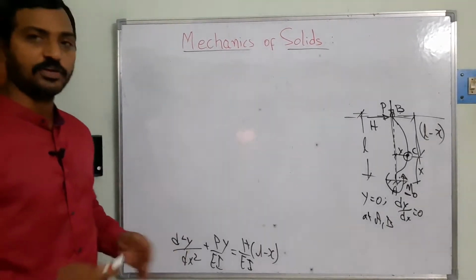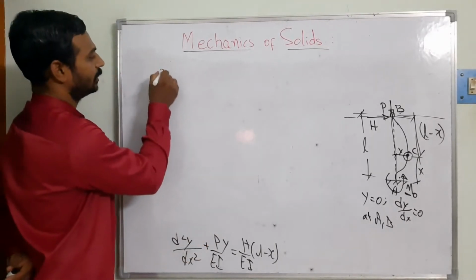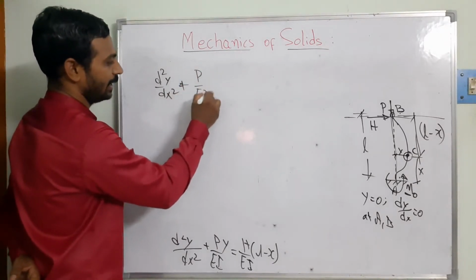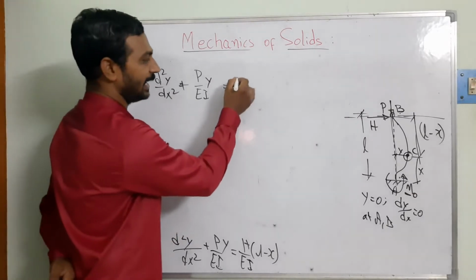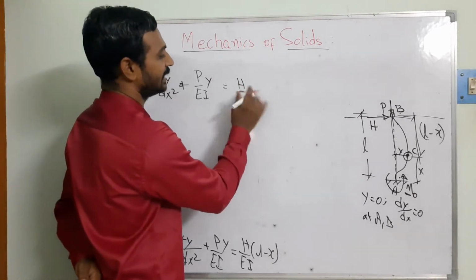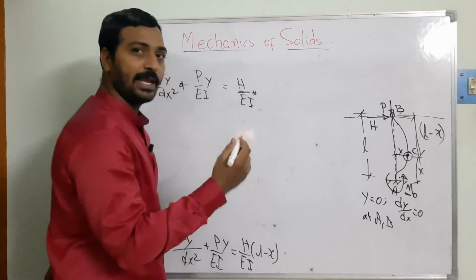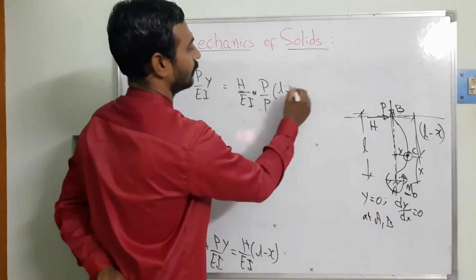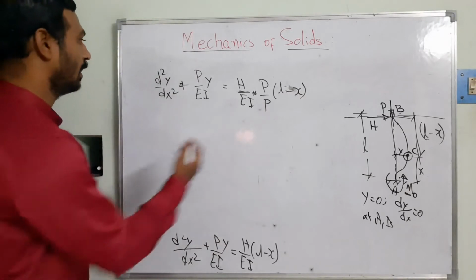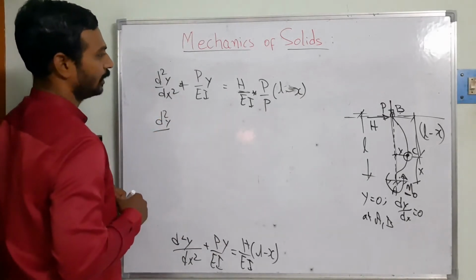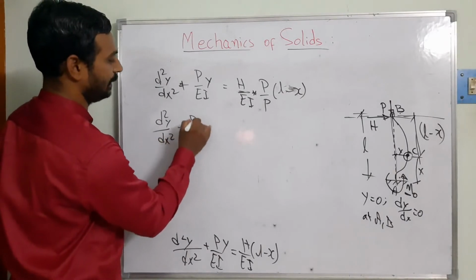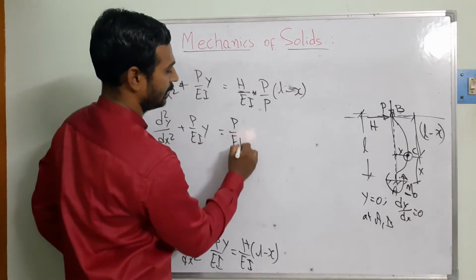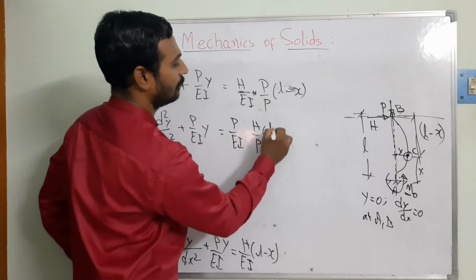In order to develop the differential equation, with further modification it is d square y by dx square plus P by EI into y is equal to H by EI, which I am going to multiply and divide with the crippling load P, into L minus x. Further simplification: d square y by dx square plus P by EI into y is equal to P by EI into H by P into L minus x, we got it.